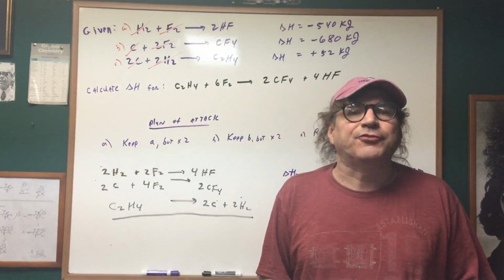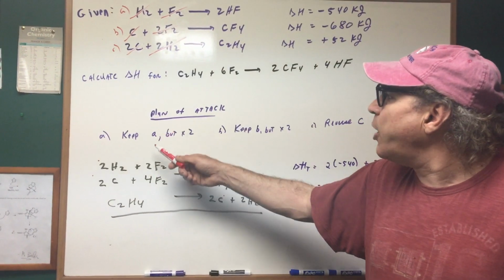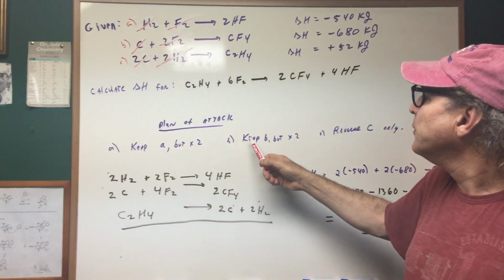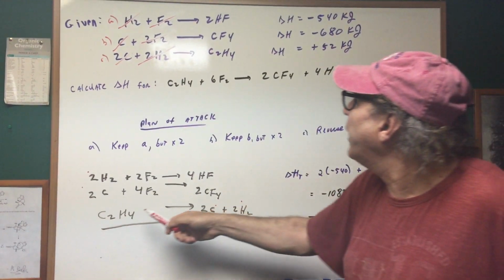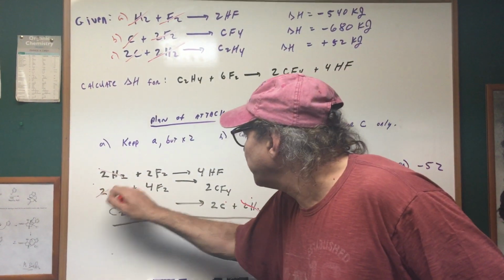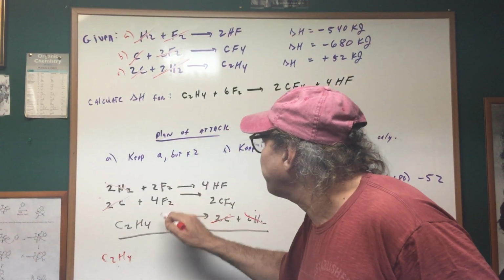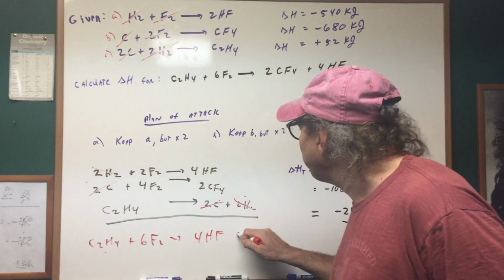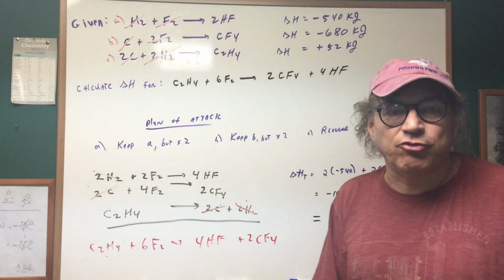If you did that in the DAT, you don't have to check it. I think you should be comfortable enough, but always try to do a check and practice to build up some confidence. So let's go back. I'm going to keep A and times it by 2. So that becomes 2H2, 4F2. I'm going to keep B and times it by 2 to give me 2C, 4F2 and 2CF4, and then I'm going to reverse letter C. Now, as you can see, 2H2 from here cancels, 2 C's cancel, and now what are we left with? We're left with C2H4, 2F2 and 4F2 gives me 6F2, and then you get 4HF plus 2CF4. Thank you, Lord. This balances out to the original equation, so you know you did it perfect.